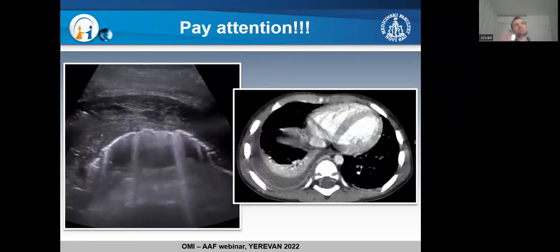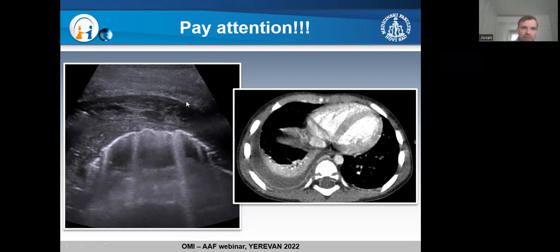Anyway, please pay attention. Air-filled cavity, you can detect only if you see A lines within the lung parenchyma. If you see anything else, like part of white lung, we will talk about it later, those B lines within the consolidation, this is not an air-filled cavity.